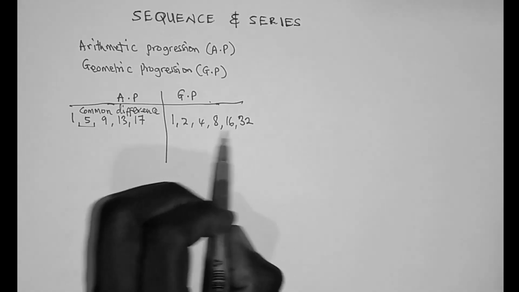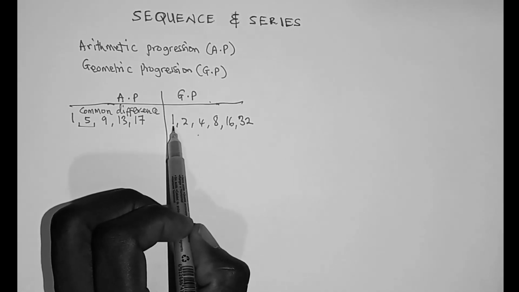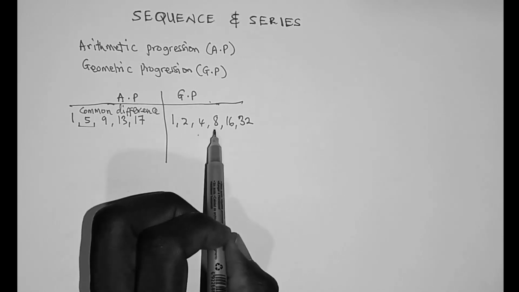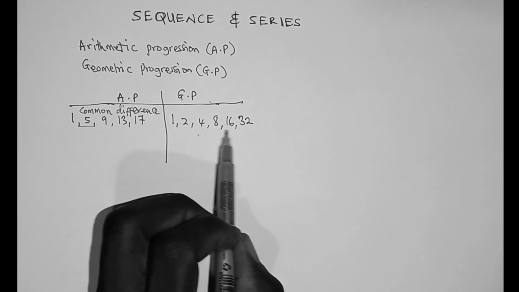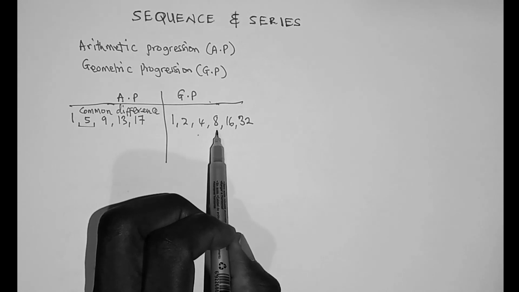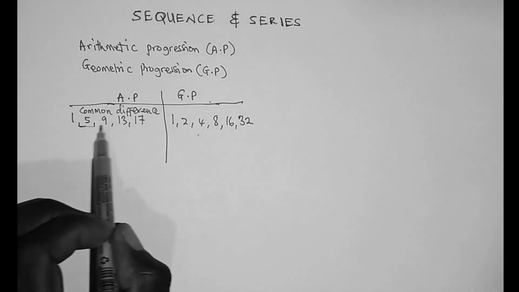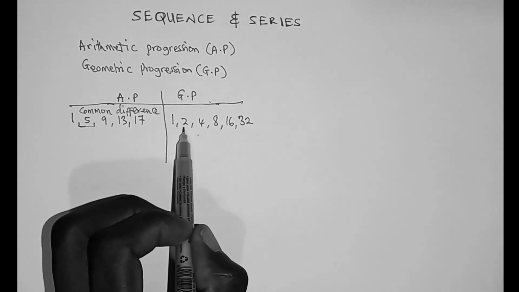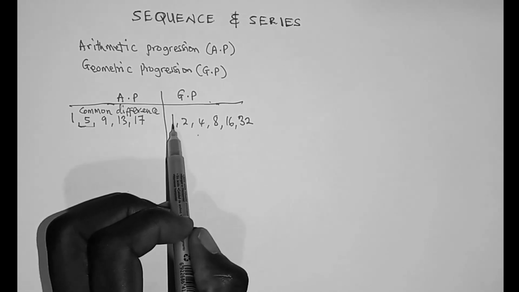Now let's come to the geometric progression. What's the difference between 2 and 1? It is 1. The difference between 4 and 2 is 2. And the difference between 8 and 4 is 4. And then the difference between 16 and 8 is 8. So you see that whereas there is a common difference in arithmetic progression, geometric progression does not have a common difference. However, let's look at what is 2 divided by 1.